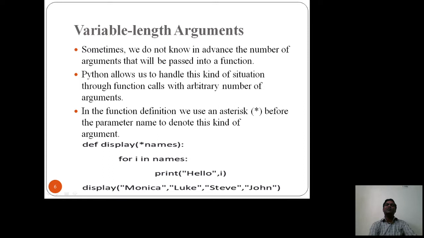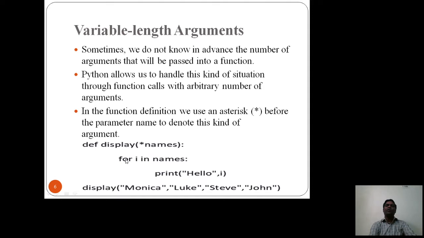Arbitrary number, in the sense it will be defined with a star, and I don't know how many arguments there are. In the function definition, we use an asterisk, a star, before the parameter name to denote this kind of argument. Here the parameter name is names, and before the parameter name I define a star. It's a variable length argument, that is, an arbitrary number of arguments. I don't know how many arguments there are.